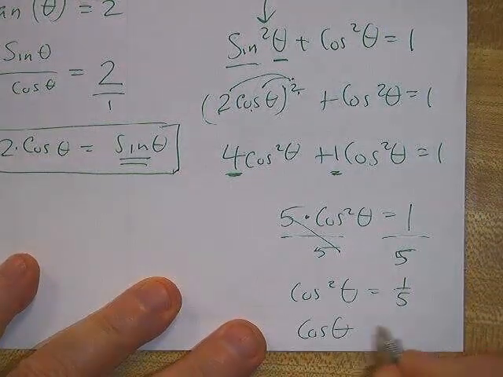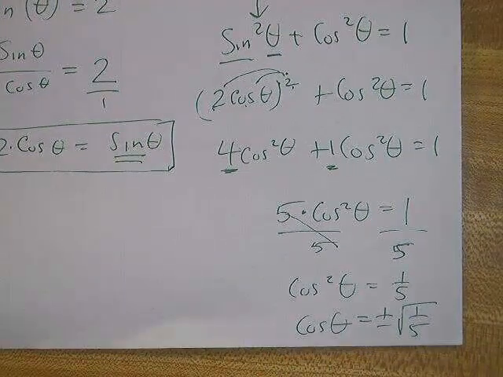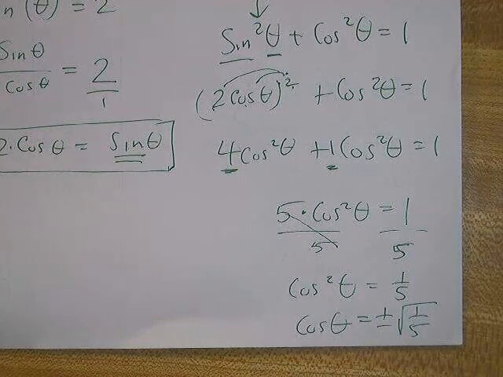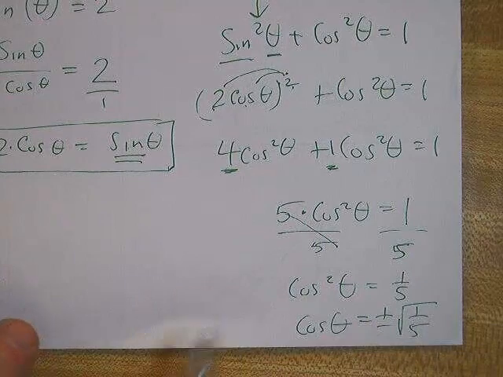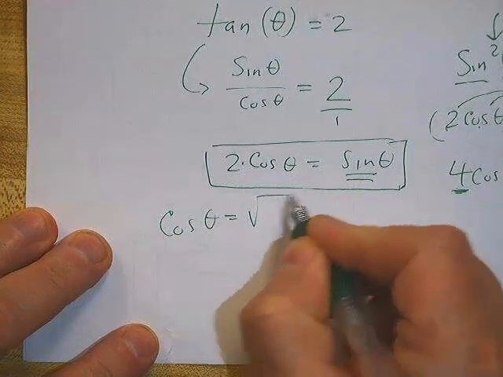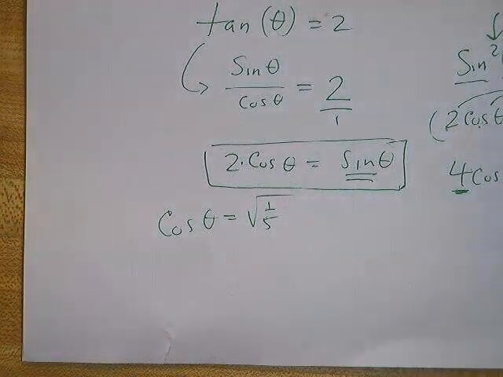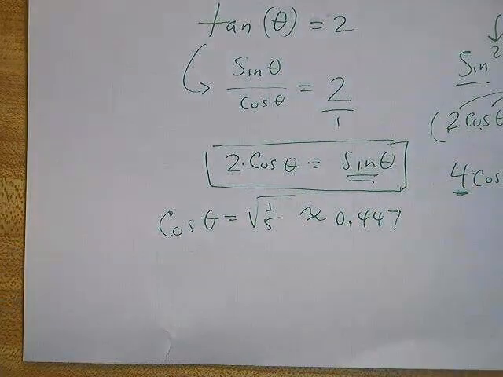So cosine theta is going to be plus or minus the square root of 1/5. Since we are in the first quadrant, cosine theta has to be the positive square root of 1/5. If you stick it in your calculator, we get approximately 0.447 as our answer.